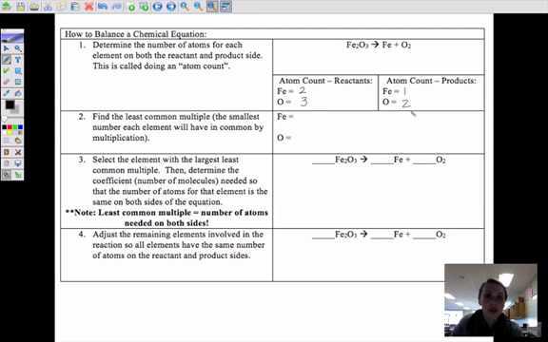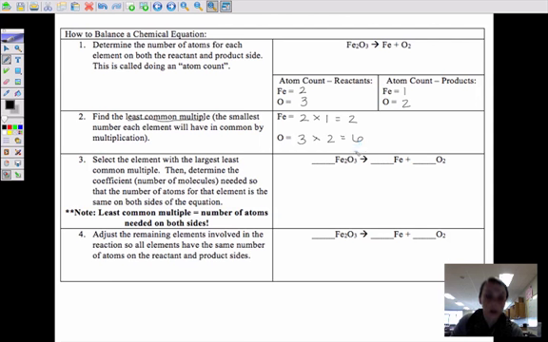But where do I start? Well, there's a trick to that. We're going to find the least common multiple, which is the smallest number each element will have in common by using multiplication. So in order to find the least common multiple for iron, we're going to take the 2 atoms we had on the reactant side and multiply it by the 1 atom of iron on the product side. And that gives us an answer of 2. For oxygen, we're going to multiply the 3 atoms we have on the reactant side by the 2 atoms we have on the product side. And this is equal to 6.